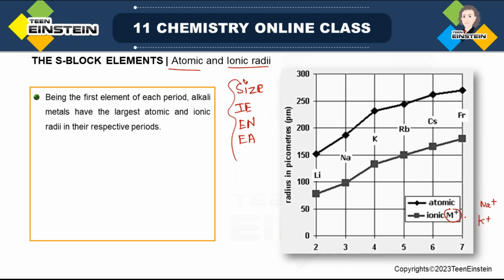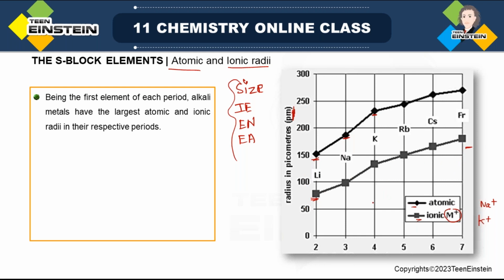So from Na to Na plus, after losing one electron, now we have a plus one charge, right? Now we will see in this graph that two lines are there. The black one is for the atomic radius, which goes lithium, then sodium, then potassium, and the gray one is for the ionic radius. Now ionic starts somewhere in between 50 to 100. This is radius in picometer, and it ends somewhere just below 200.